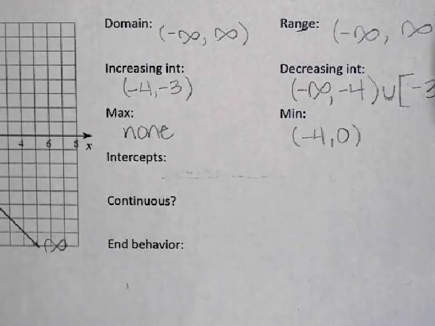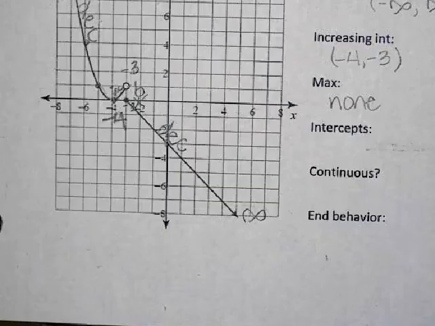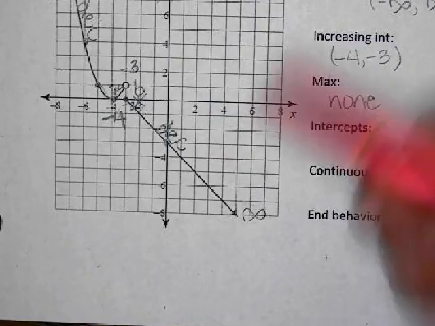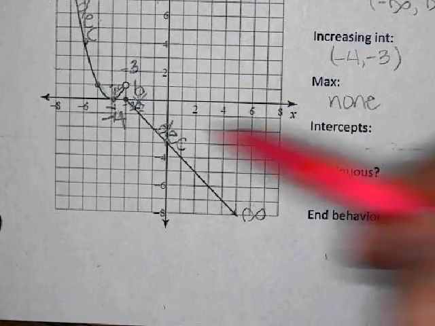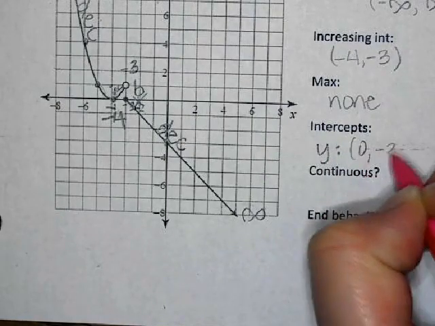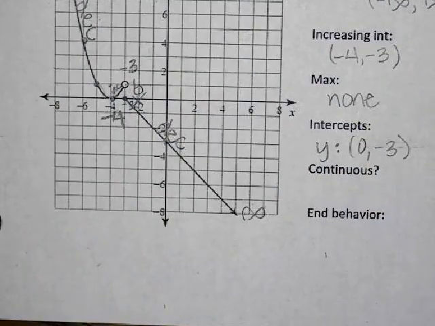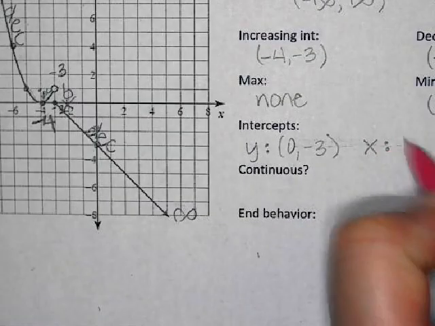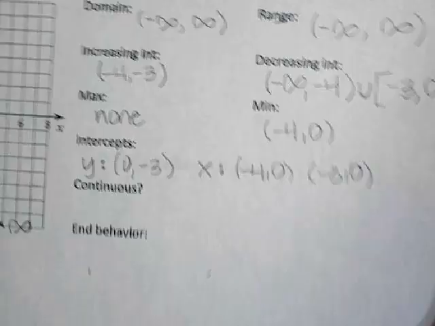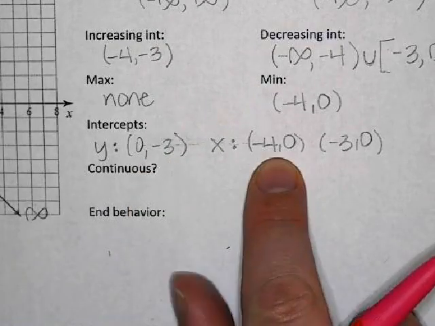Okay, x-intercept, y-intercept. Any x-intercepts or y-intercepts in this picture? The y-intercept is 0, -3. Okay, we have a y-intercept at 0, -3. Do we have an x-intercept? We do. -4, 0. We actually have another one. -3, 0. Okay. So 3 intercepts: y-intercept at 0, -3, x-intercept at -4, 0, x-intercept at -3, 0.